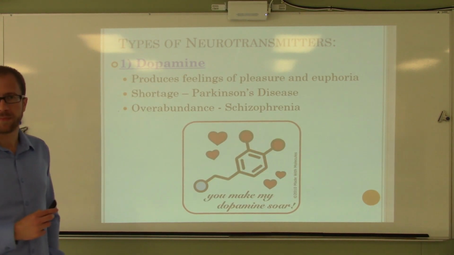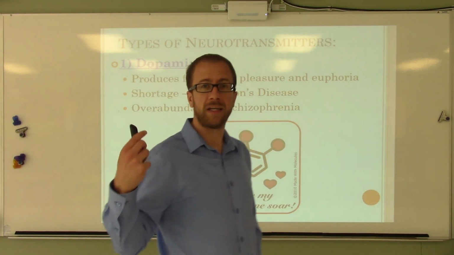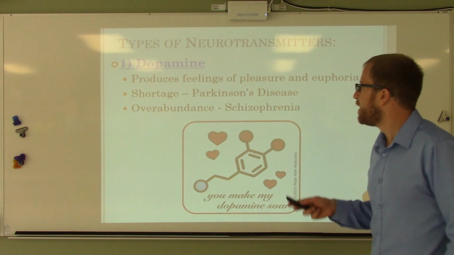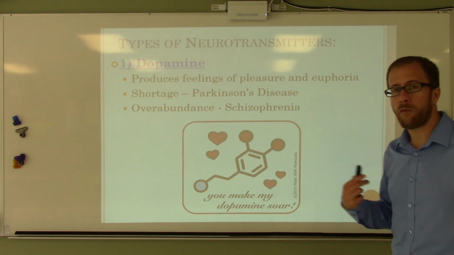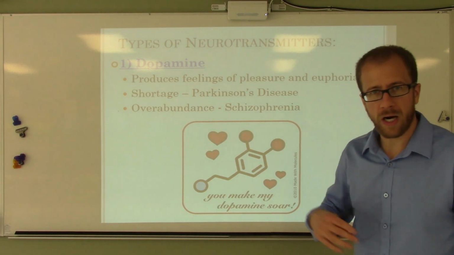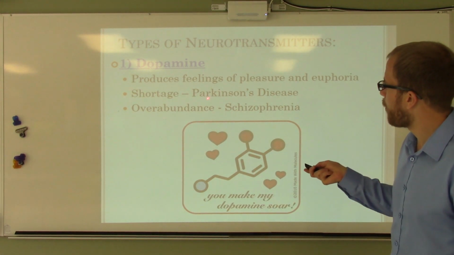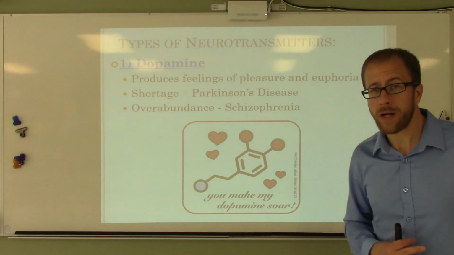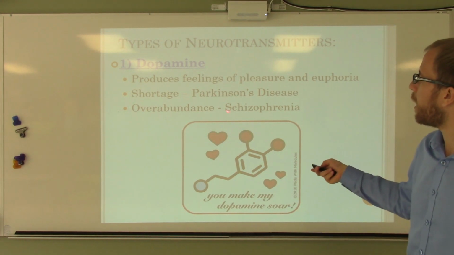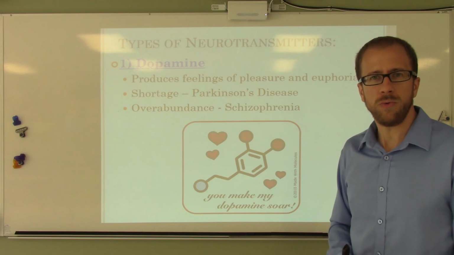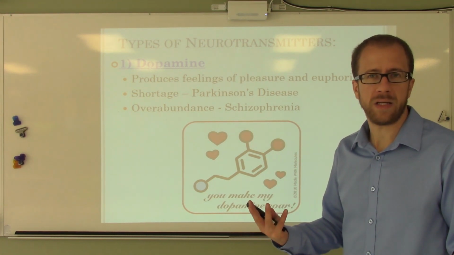So what are the neurotransmitters? Well, we have dopamine. Dopamine is a big one. This produces feelings of pleasure and euphoria. If you don't got enough of it, that is Parkinson's disease. Now, you don't want too much of it either. When we find too much, that's characteristic of schizophrenia. You need a balance of dopamine in your brain.